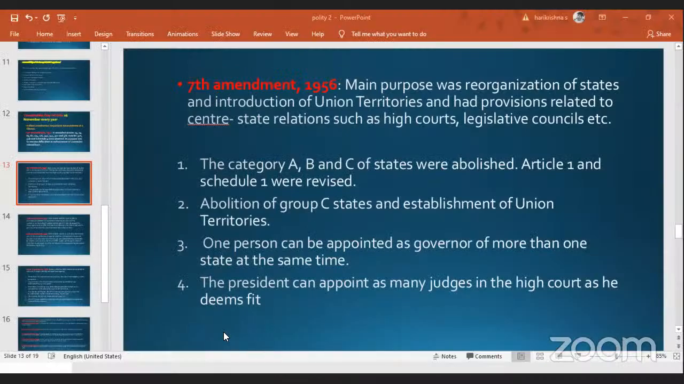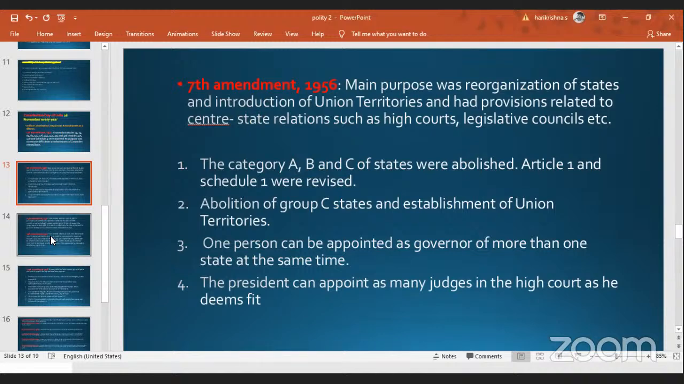Next is the 24th Amendment. That states about Articles 13 and 368. It provided Parliament the power to amend any part of the Constitution, including fundamental rights. It also changed the language of Article 368. It made it compulsory for the President to give his assent to constitutional amendment bills. That was the main aim of the 24th Amendment, 1971.